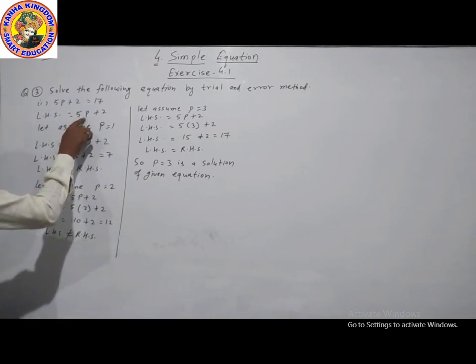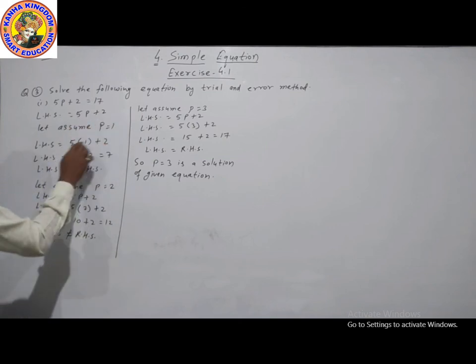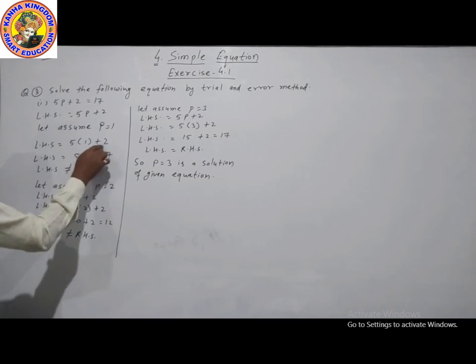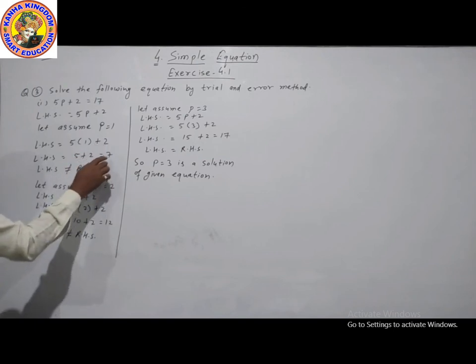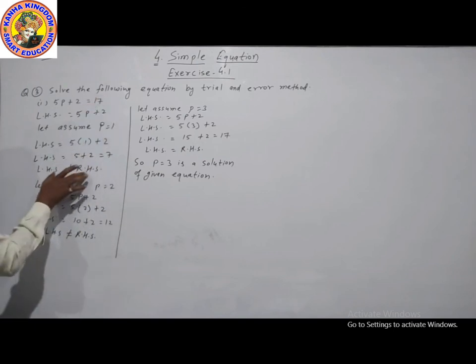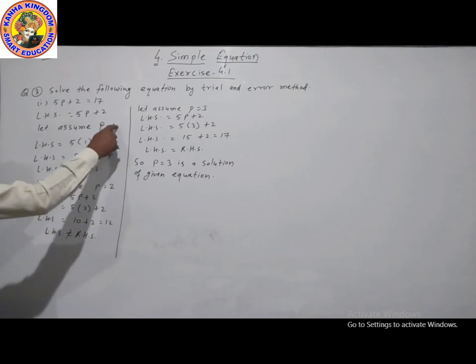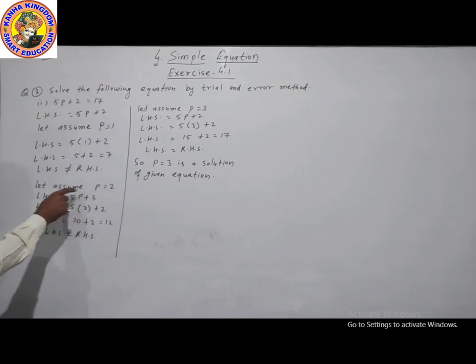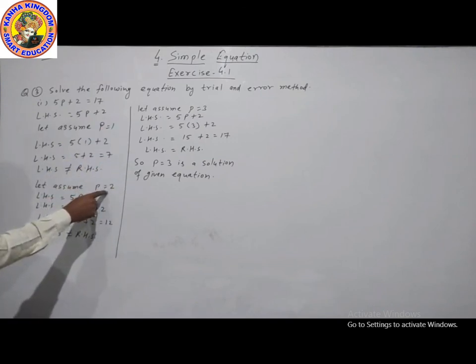Now putting the value of p is 1. 5 into 1 then plus 2. 5 into 1 is 5 then plus 2, 5 plus 2 is 7, 7, 17 not equal, left hand side is not equal to right hand side. Let's take another value. Now p is 1, then p is 2. Let's assume the value of p is 2.